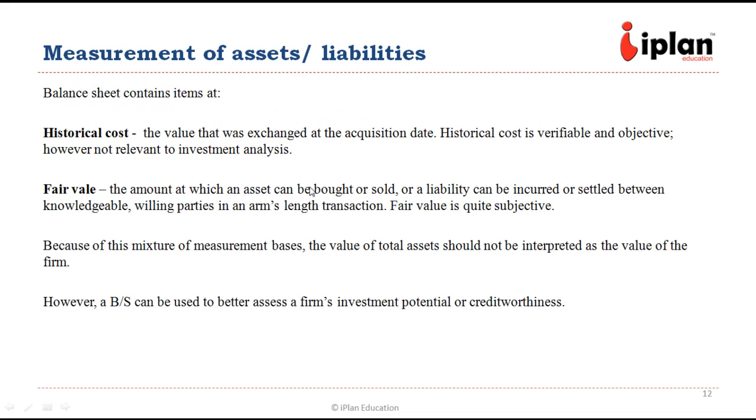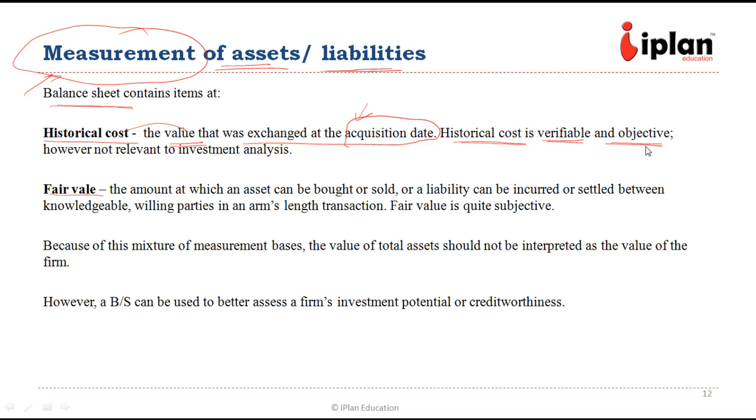Now let us move to the next topic, which is measurement of assets and liabilities. So broadly, there could be two ways of measurement for the items in the balance sheet. One is historical cost, one is fair value. So historical cost is the value that was exchanged at the acquisition date when the company purchased the asset or issued a liability such as a bond. That historical cost is verifiable and it is objective since it is already part of our accounts.